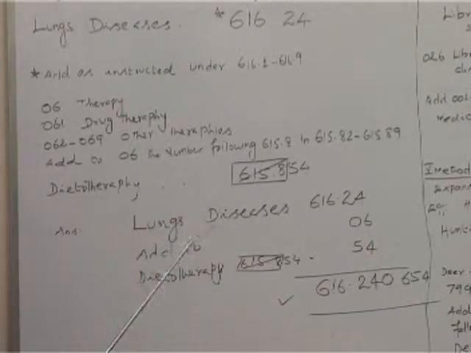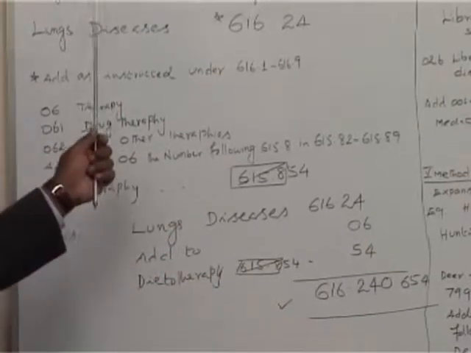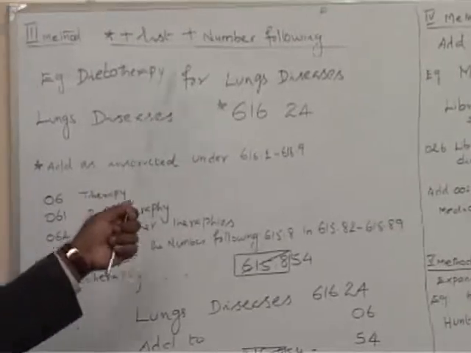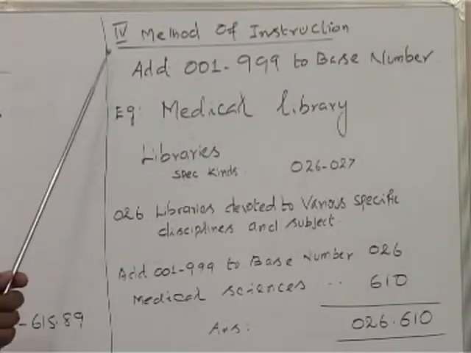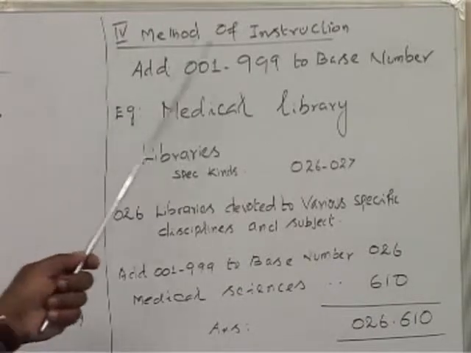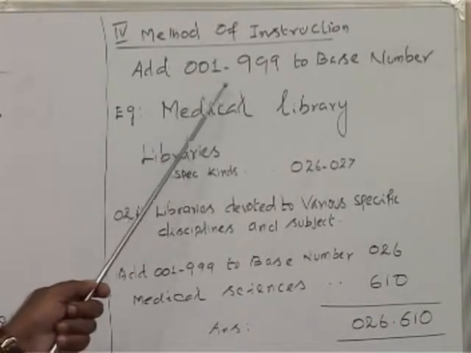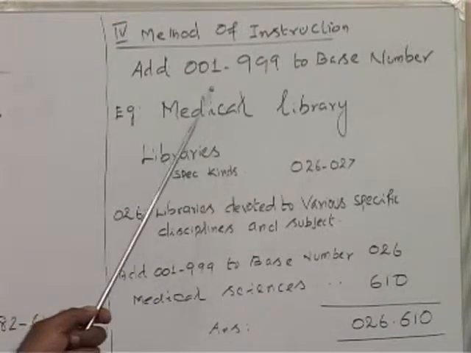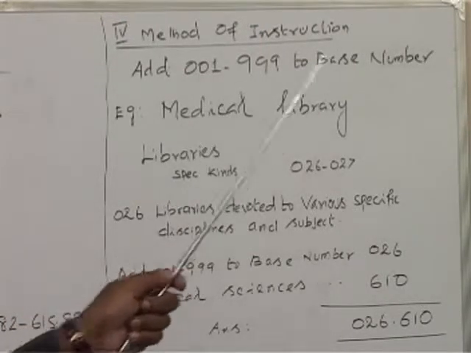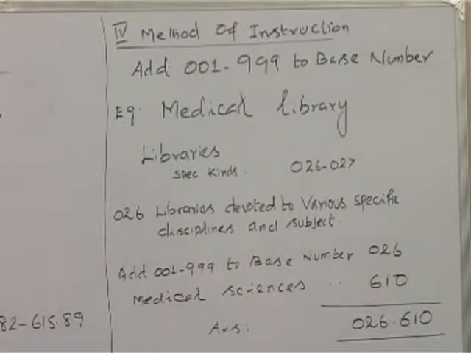In such a way, we have to find out the answer for the third method, asterisk plus list plus number following. Let us go for the other method, the fourth method. The fourth method of instruction is add 001 to 999 to base number. So this is the fourth method, add 001 to 999 to base number. What it means, let me explain with an example here.